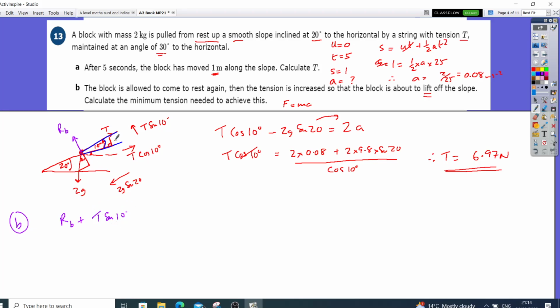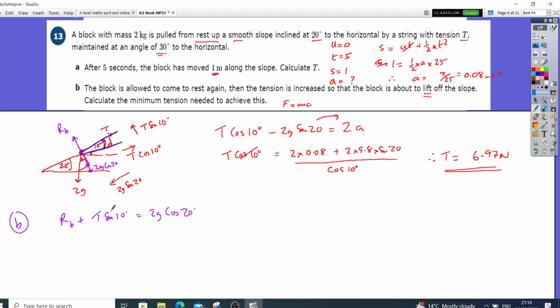So that's being lifted. Now if that's going that way, what is going against that is the weight coming down on here, which, if you look down here, is opposing that, because that's cosine, that's going to be 2g, that's the hypotenuse of this right angle, cos 20. So that's going to equal 2g cos 20 degrees. Okay, so now we need to work out what this is going to be.